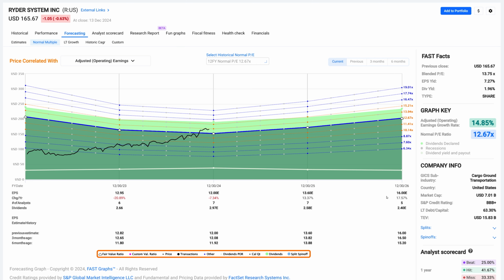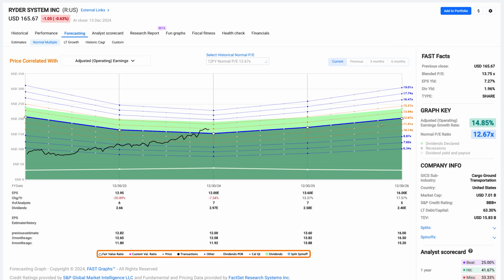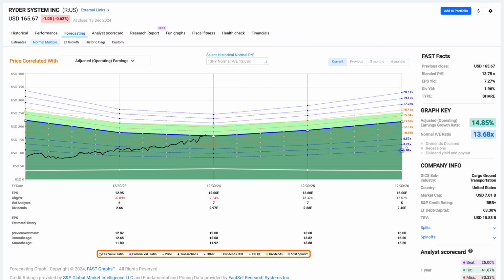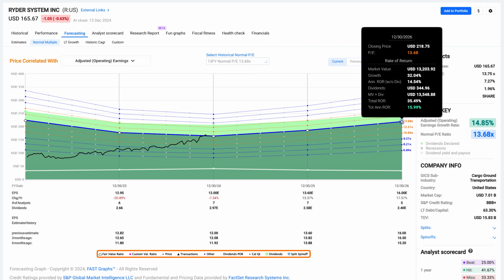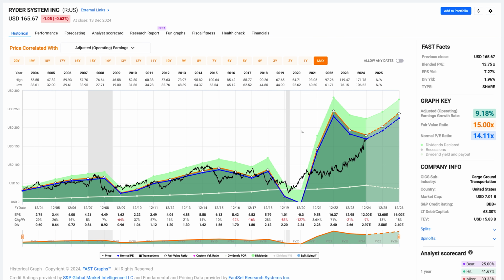So that's saying if it grew these earnings, which are the same as you'd see on the estimates tab, but the market only put a 12.67 multiple, I'd make almost 12% a year. Now, I could do that all these different ways. If I put a little higher multiple, like 13.68, then my rate of return could be 15, almost 16%. My point is, this is an analytical tool that you utilize to help you make more informed decisions by studying what kind of company it is, what its history has been, and so on.